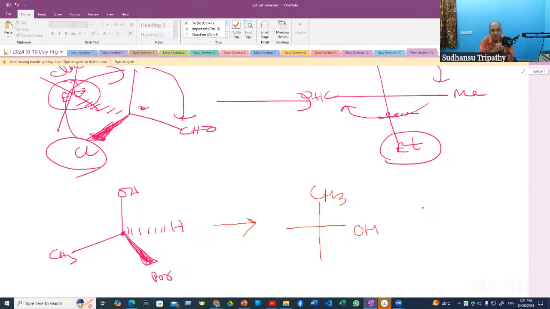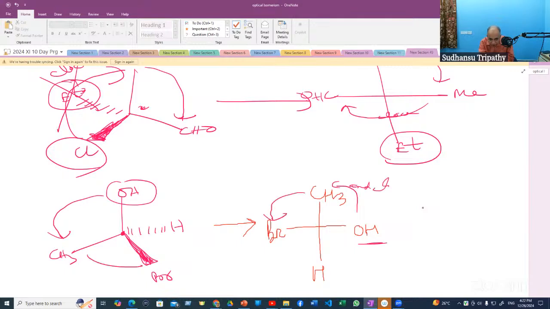What happened to H? The one which is lying below is H, that has to be placed first in any of the 2 vertical positions, up or down. You selected down, doesn't matter. Then you started from OH and went anti-clockwise, doesn't matter. You first wrote OH, then to its anti-clockwise position is methyl. And to its anti-clockwise position is bromine. Perfectly, these two are identical forms.